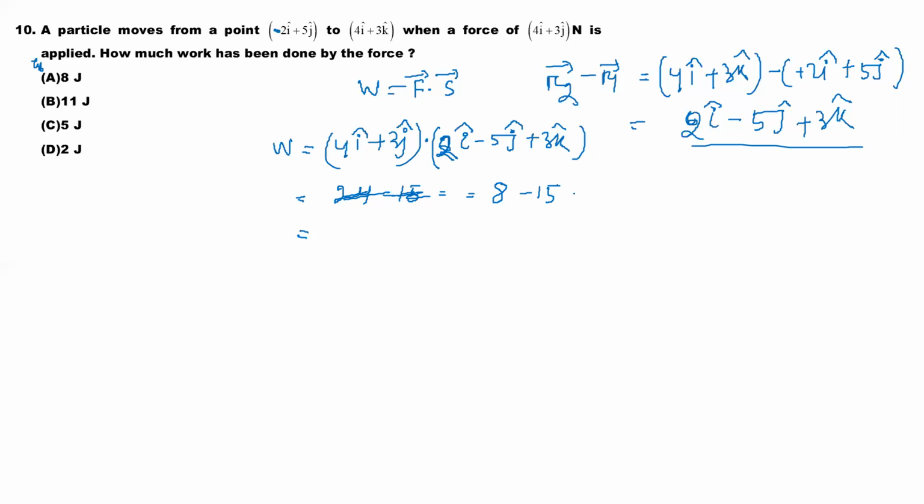So let's see. In this way, we'll see the question again. We have to find in this way. 8 minus 15, that is minus 7. The question may be different, but this is the process. You find first the position vector, then you find the force, given the force 4i cap plus 3j cap. Then you do the dot product. Okay. This is the required thing.